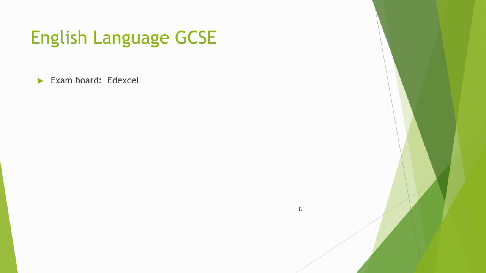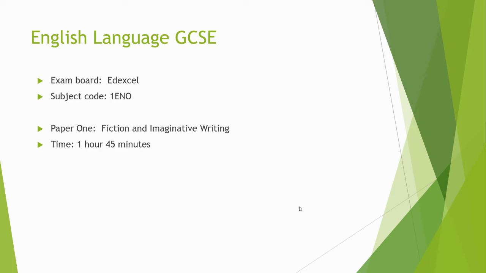English language GCSE. The exam board we use is Edexcel. The subject code for this particular course is 1EN0. And in English language GCSE, there are 2 papers to prepare for. Paper 1 is called Fiction and Imaginative Writing, and it lasts for 1 hour and 45 minutes.